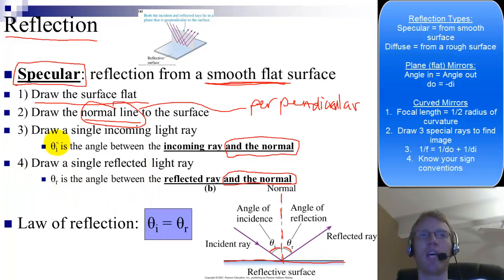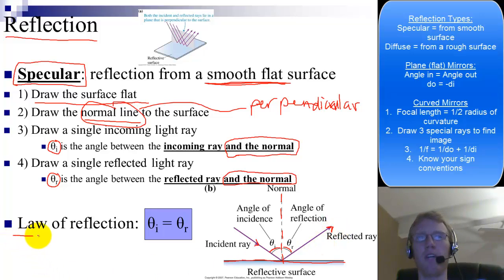And so you can label the angles theta I for incident and theta R for reflected. You can also label them theta in and theta out, or theta 1 and theta 2. It doesn't really matter as long as you have a picture there, they're labeled, and you have an arrow on your incident ray and an arrow on your reflected ray so we can see the direction it's going. It should be very clear and easy to follow.